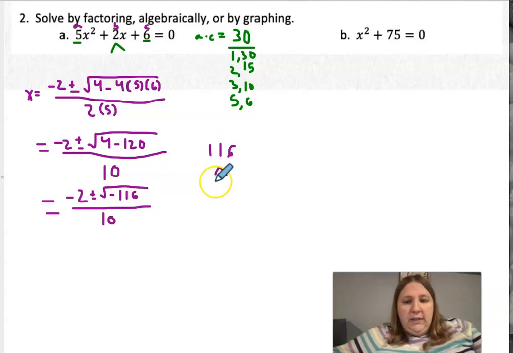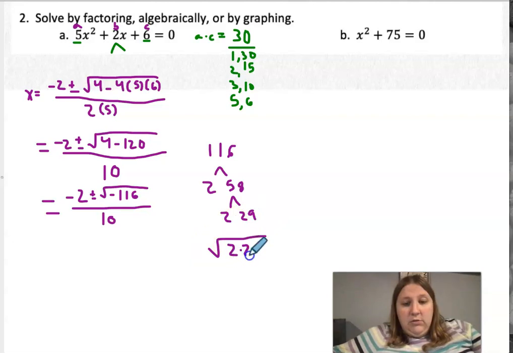So thinking about 116, I know that's even, so it's got to be 2 and something. So it's going to be 2 and 58. And then keep breaking down. I know it's even still, so it's got to be 2 and something, 2 and 29. And then 29 is a prime number, so that one does not break down anymore. So 116 would be 2 times 2 times 29. So I can get that 2 out of there, but the 29 will stay in.